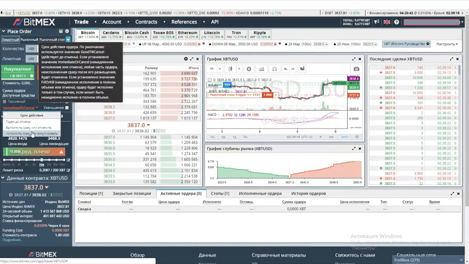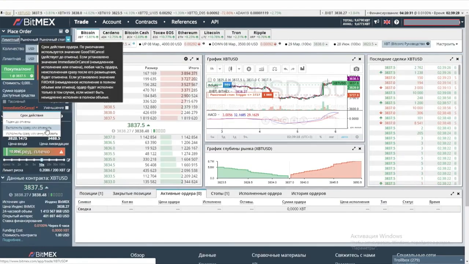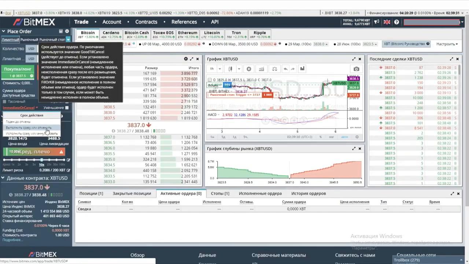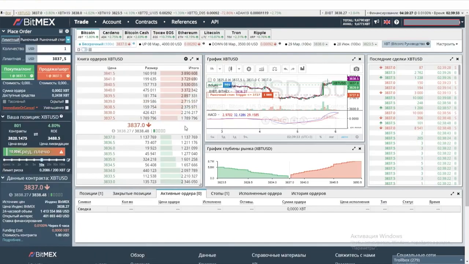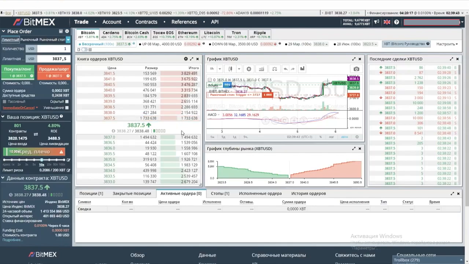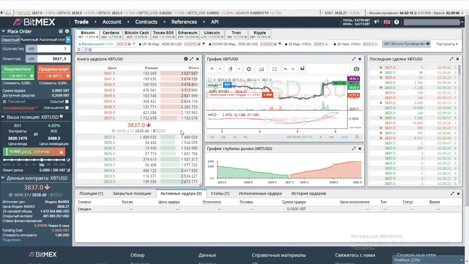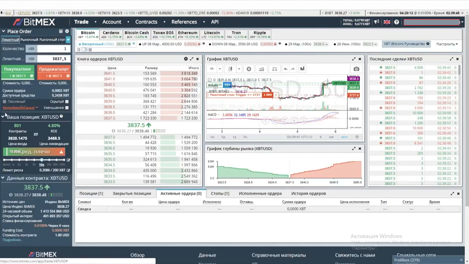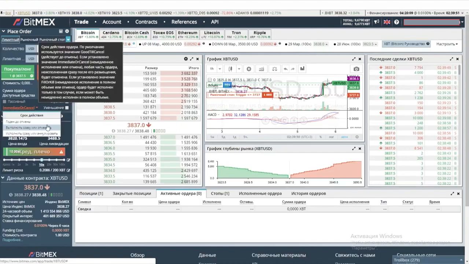For example, if we take one contract at the nearest price of 3,837.5, we'll click to buy it. The order is filled. It turns out the order was immediately executed and everything is fine. If it had not been immediately executed on the market, it would have simply been cancelled. I think this is understandable and logical.